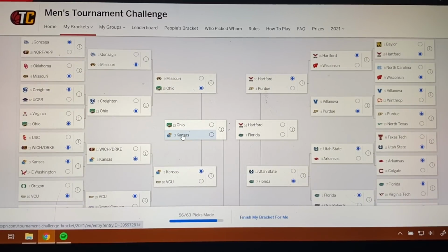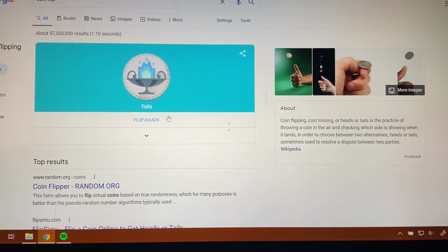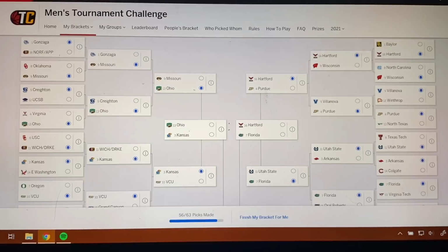So now it is time to build our final 4 here. Ohio versus Kansas, 13 versus 3. We are rooting for heads. And it is heads. We have 13. Oh my gosh, 13 seed Ohio in the final 4.